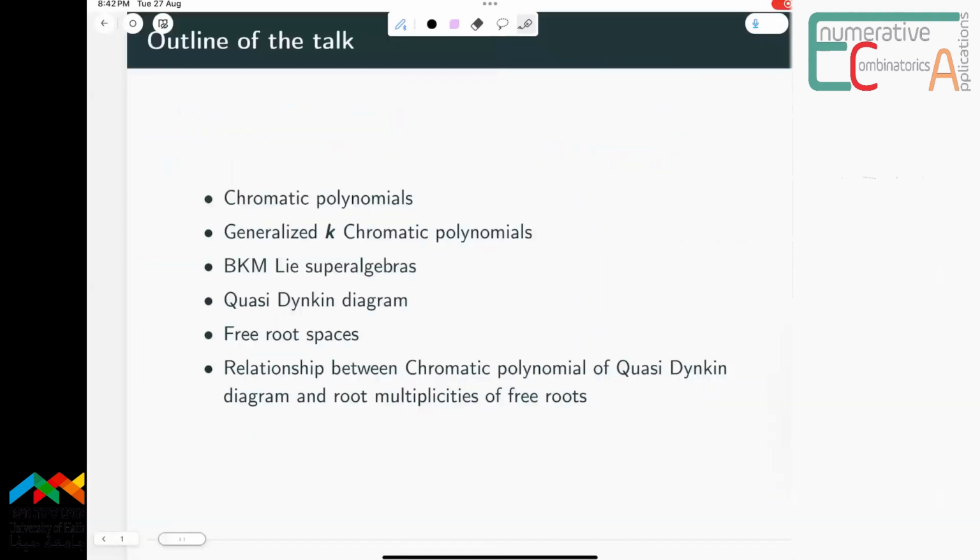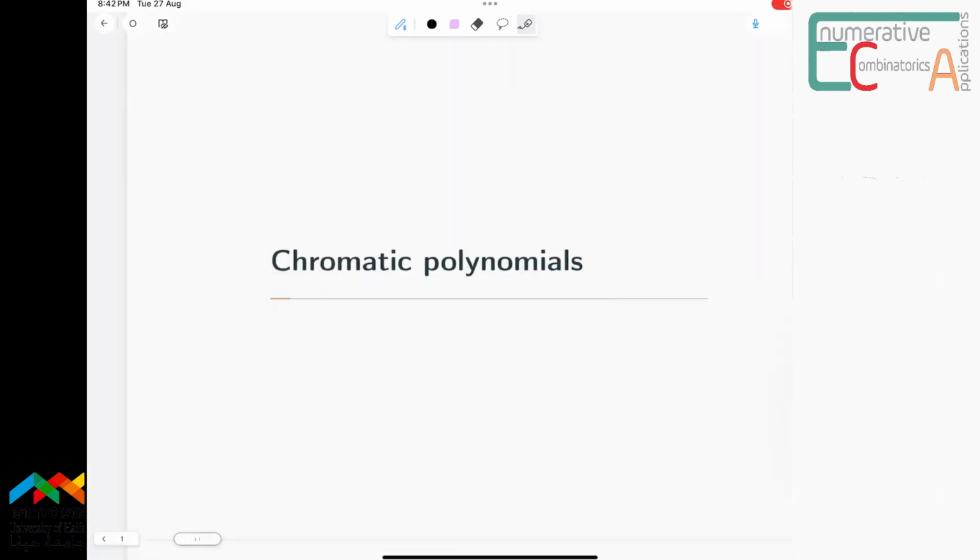So now I will start. The outline of my talk is, first I will speak about what are chromatic polynomials, then generalized K-chromatic polynomials. After that, I will define what are BKM-Lie superalgebras and the graph associated to them. Then we will see three root spaces, and in the last we will see the relationship between chromatic polynomials and root multiplicities of these three root spaces.